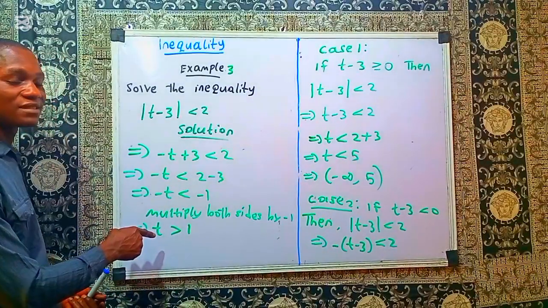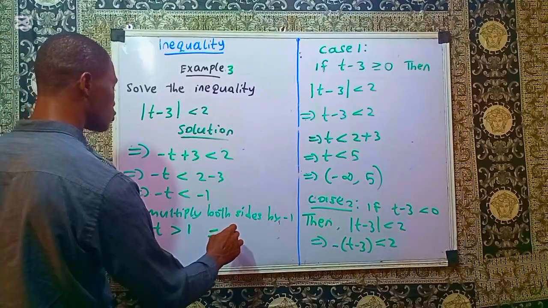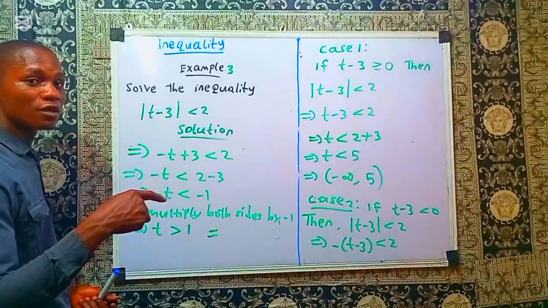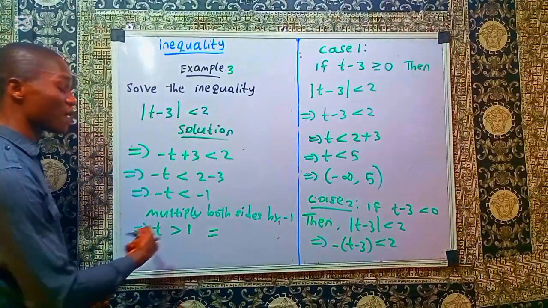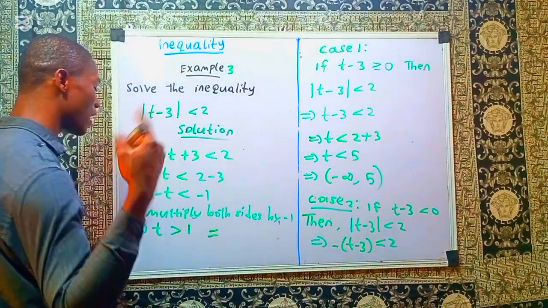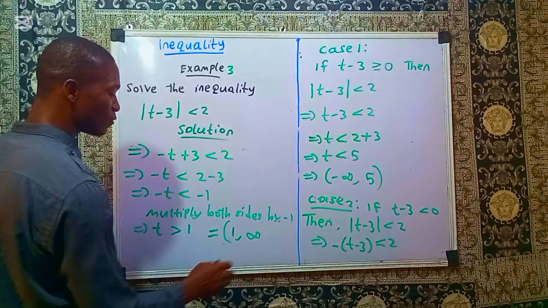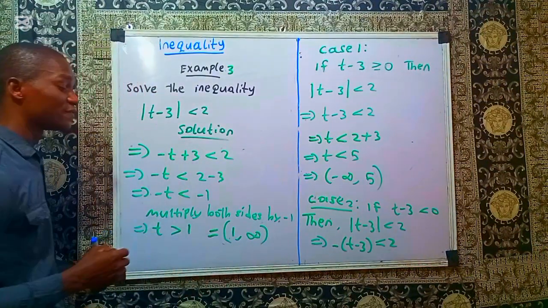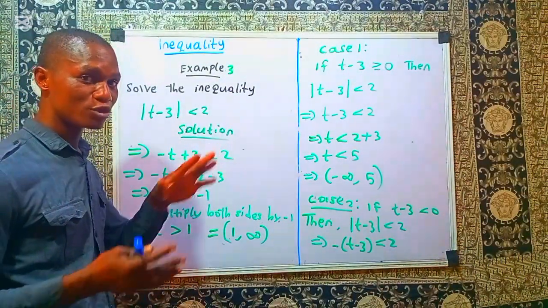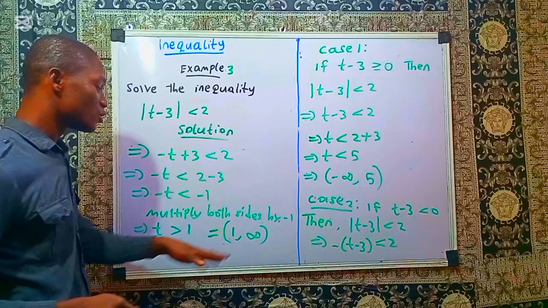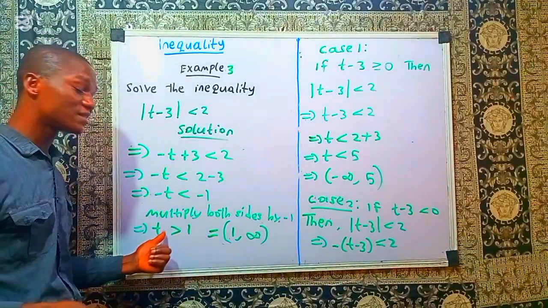So I'm having that t is greater than 1, which is simply numbers bigger than 1. So 1 is not among them, because we have strict inequality. Numbers bigger than 1 up to infinity. So we are going to have an open bracket at 1, and an open bracket at infinity. Remember, you cannot use a closed bracket at infinity, because infinity is not a real number.